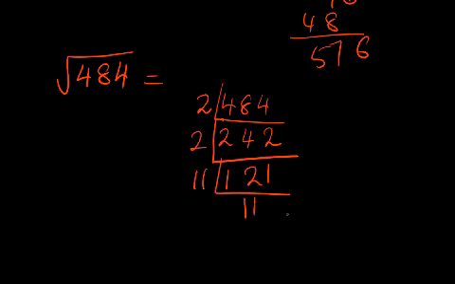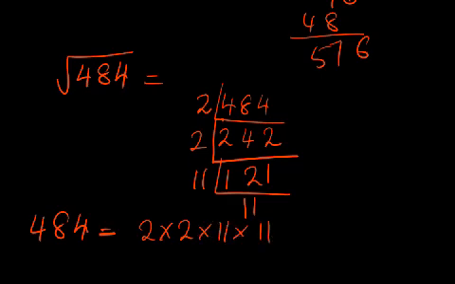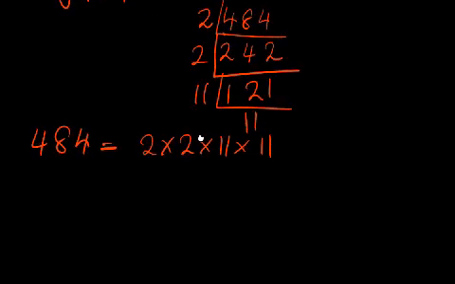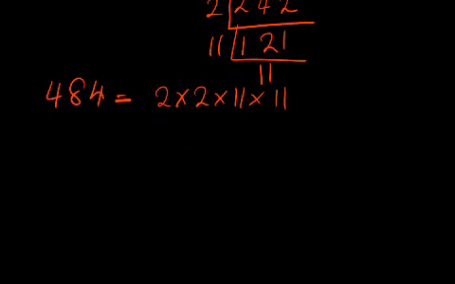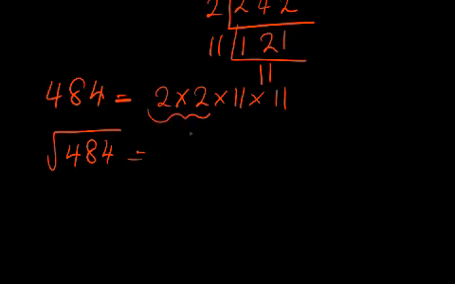So this is 11. That means the number 484 can be written as 2 into 2 into 11 into 11. Then, how can you find the square root of 484? The square root of 484 is equal to, if you can see a pair of numbers here, just take one number from that pair.